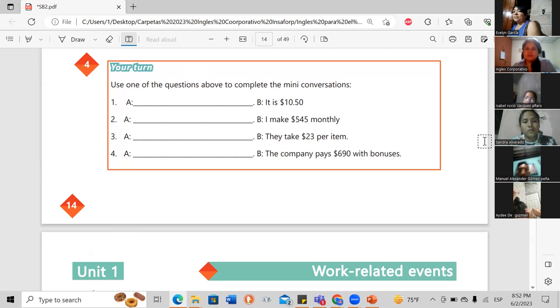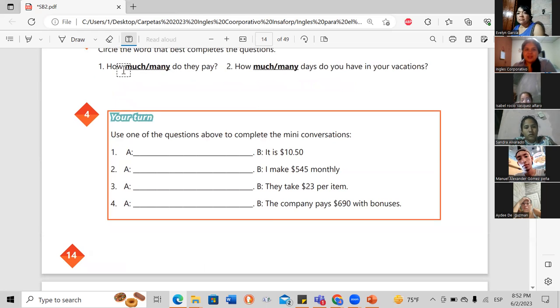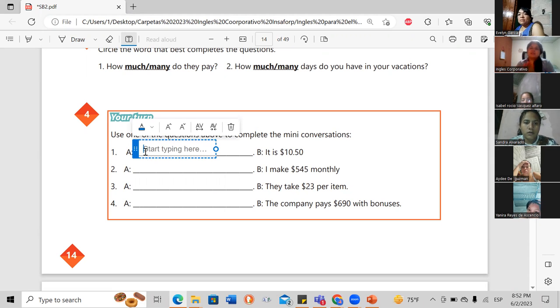Okay. Use the questions below and above, complete the mini conversations. How much do they pay? Or how much, in this case, how will be the question here? Digamos que estoy preguntando cuánto cuesta. How much is the agenda, for example? How much is this agenda? It is $10.50.